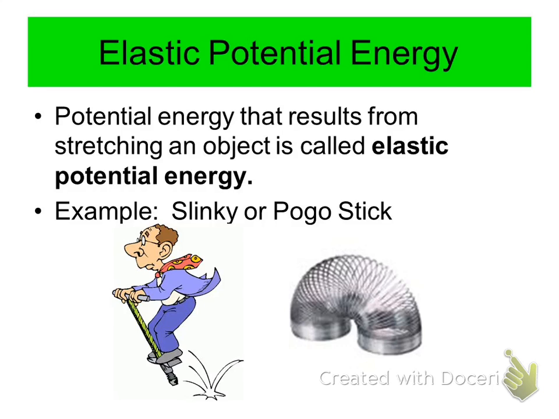A pogo stick you might not think about. What happens with the pogo stick? Are you stretching it? Okay, there's compression though. So when you jump on it, you build that compression, and then when you go up, it stretches, and then it comes back down and compresses. So a pogo stick is also an example of elastic potential energy. Okay, so there's your first type of potential energy.